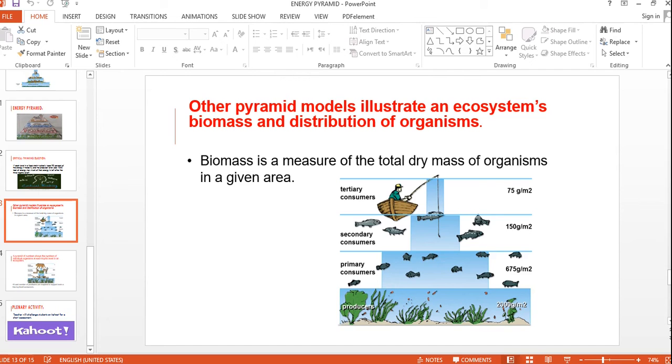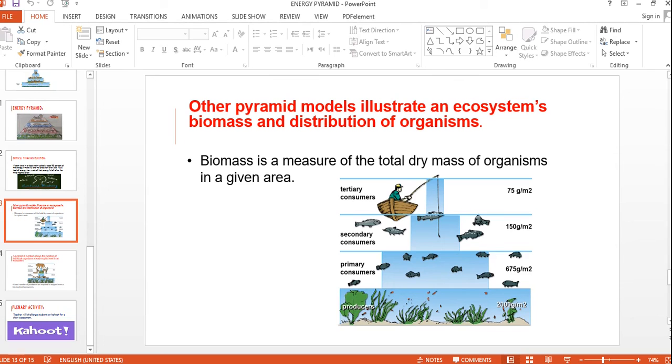Now, the second type of pyramid model is the biomass pyramid. First of all, let's define biomass. What is biomass? Biomass is a measure of the total dry mass of organisms in a given area.